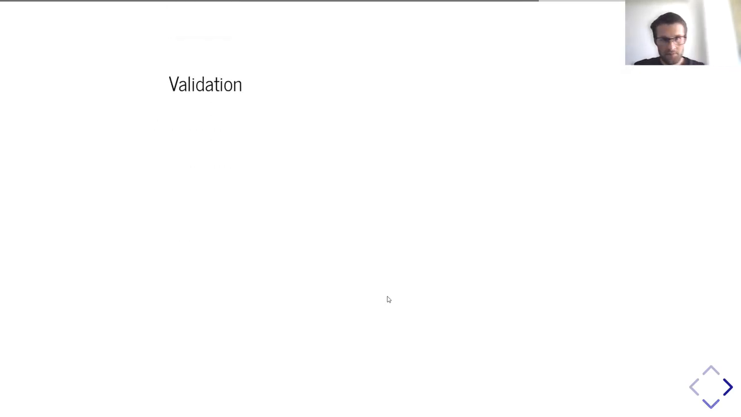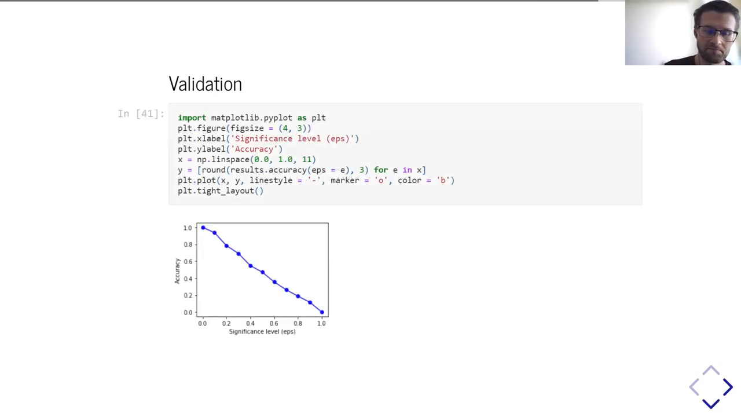Okay, let's look at the validation. You're probably all very familiar with the validation plot. It should be a nice straight line. So if we look at the results at different significance levels, we should get the corresponding values.